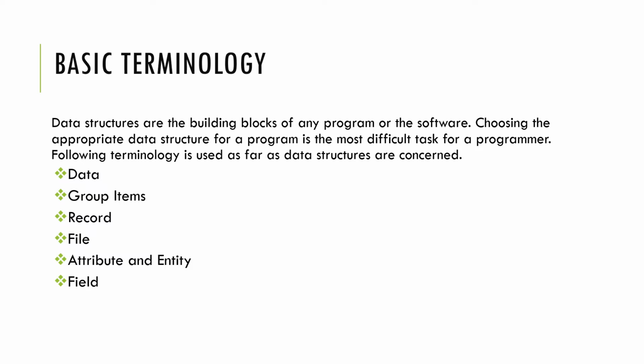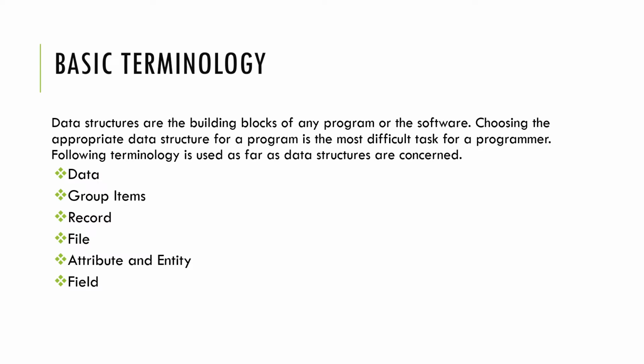The first one is data. Data can be defined as an elementary value or collection of values. For example, student name and all the data about the student. Next one is group items. Data items which have subordinate data items are called group items. For example, the name of a student can have a first name and a last name.